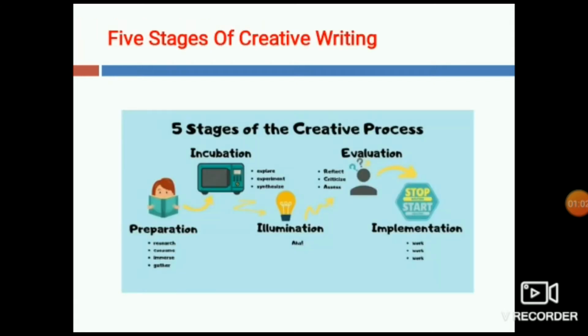And next, these are the five stages of creative writing. There are five stages of creative writing. First one is incubation, second one is evolution, third one is preparation, fourth one is illumination, fifth one is implementation. So we have to discuss them one by one, okay? First, what is incubation?